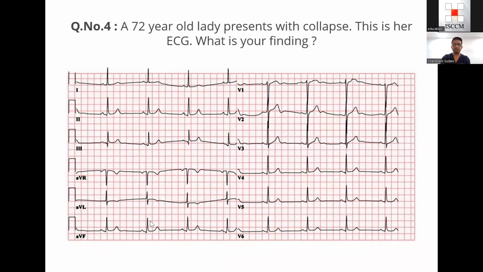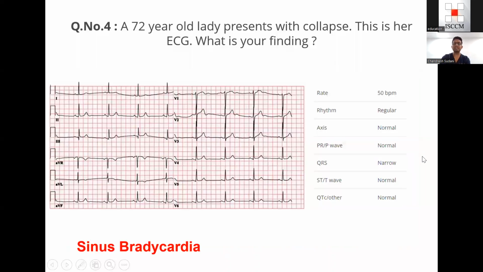If you count the big squares, it is almost a bradycardia. The heart rate is around 54 or so. So this is a classical bradycardia, but the patient's age is 72. If it is present in a younger patient without any history of collapse, the bradycardia can be asymptomatic. But in a 72-year-old patient with a history of collapse, with this kind of bradycardia, sometimes they can have some conduction issue. So this is a case of simple sinus bradycardia.